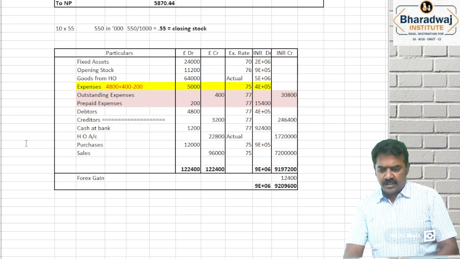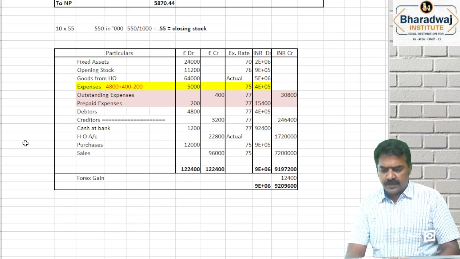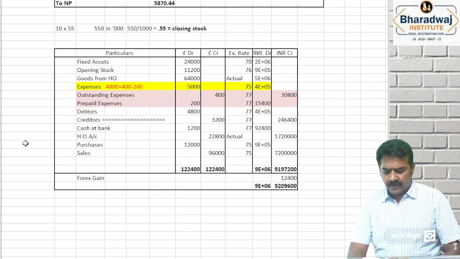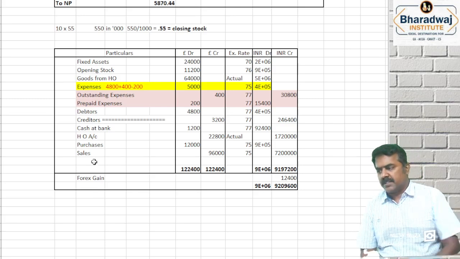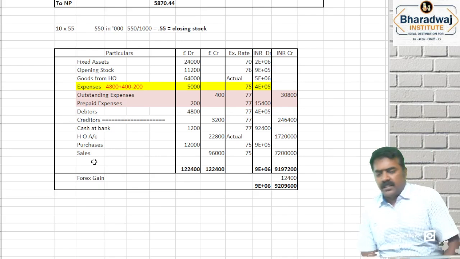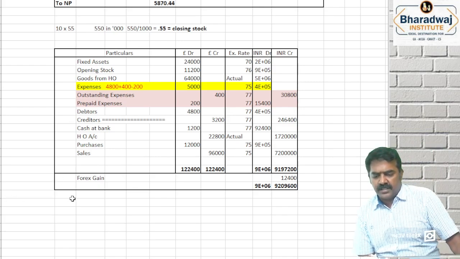Clear? If cost is 100, we add how much percentage? 20%, and we fix invoice price. Then add 25% of 120. It will be 30. Then it will be the sales. So goods are sent at invoice price. Sales will be invoice price plus some percentage. 25% on invoice price, now 30. So sales will be at what rate? 150.